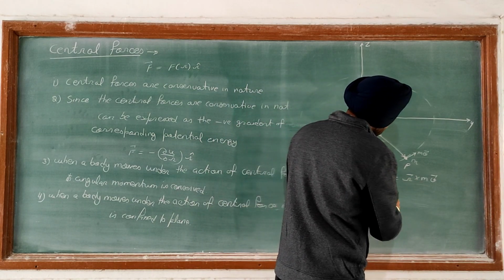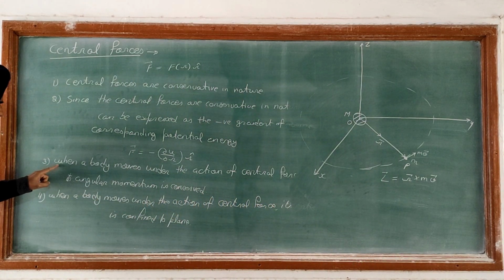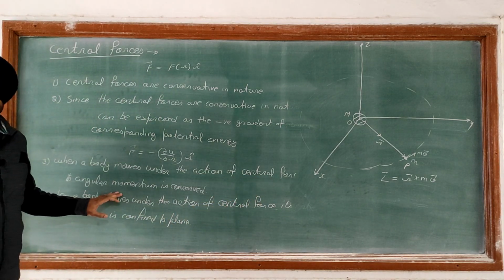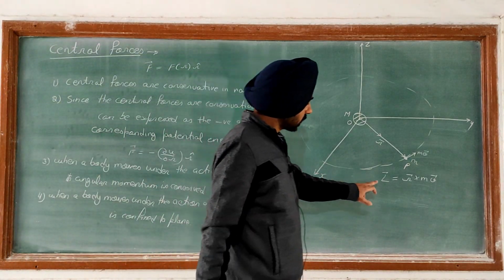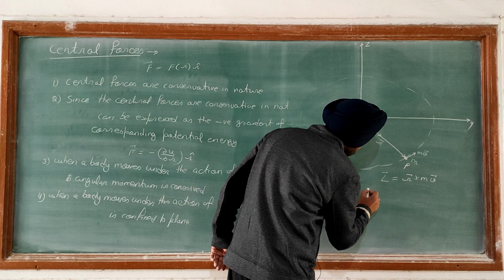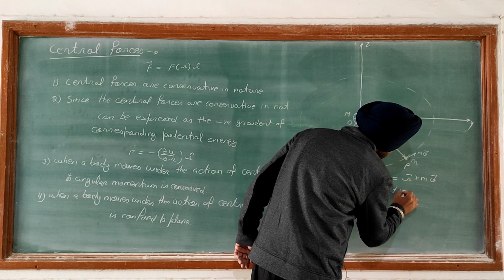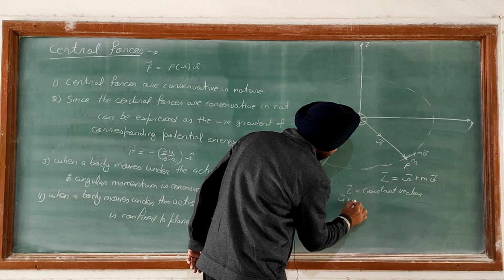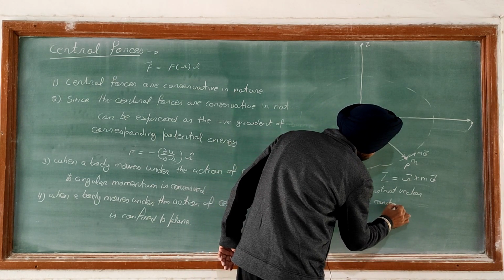Now as in our previous discussion, when a body moves under the action of central force, its angular momentum is conserved. That means vector L is a constant vector, as we discussed. So we know vector L is R cross mv, a constant vector.